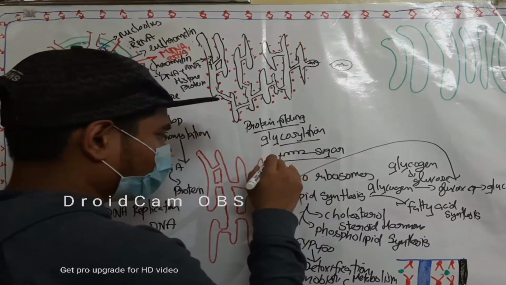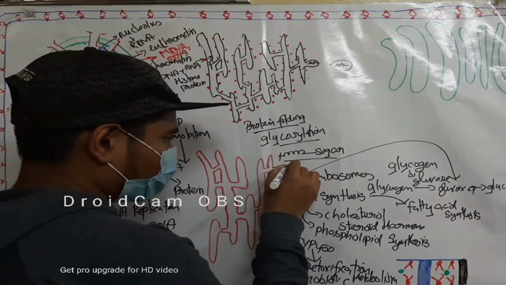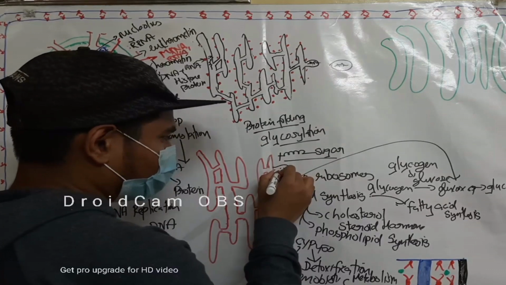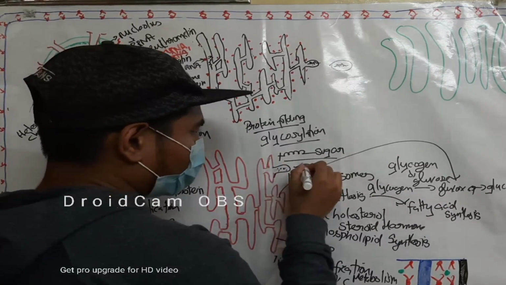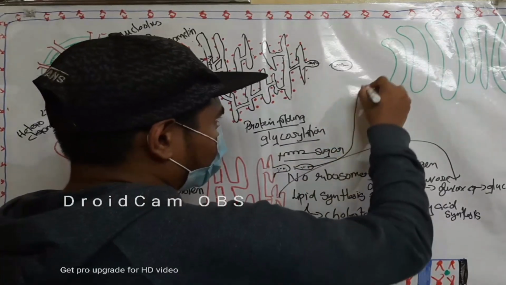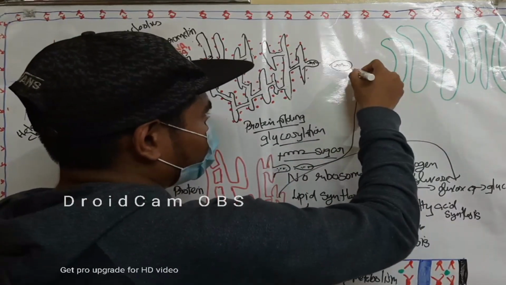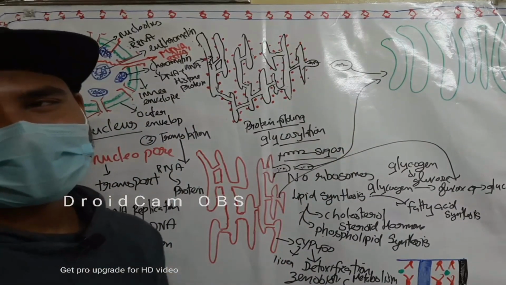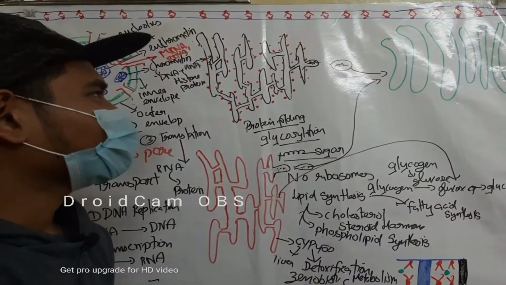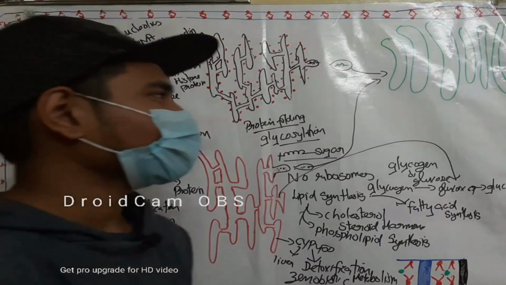And these substances produced from the smooth endoplasmic reticulum are made as a bud and detach from it, and they travel to the Golgi apparatus along with the vesicles that come from the rough endoplasmic reticulum. Both these substances move towards the Golgi apparatus.